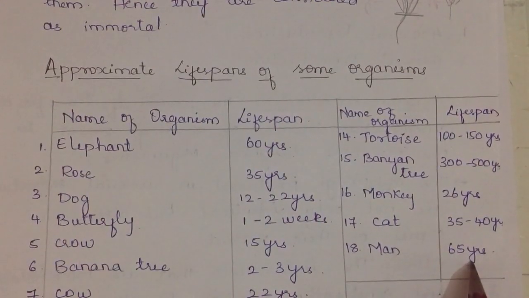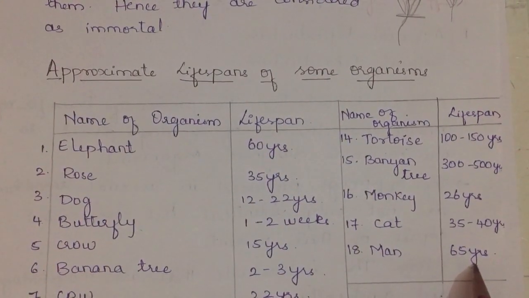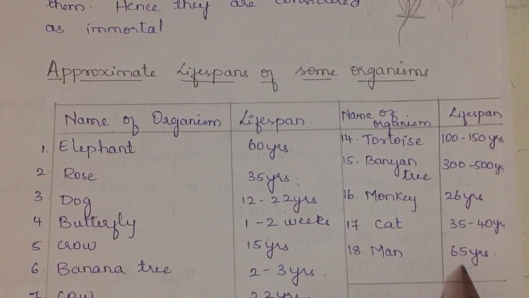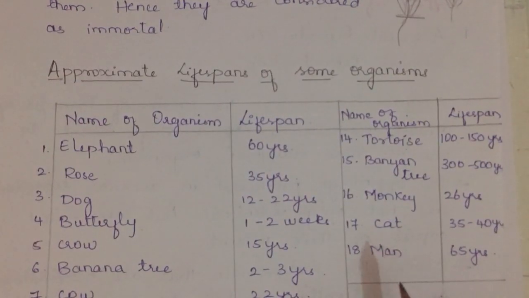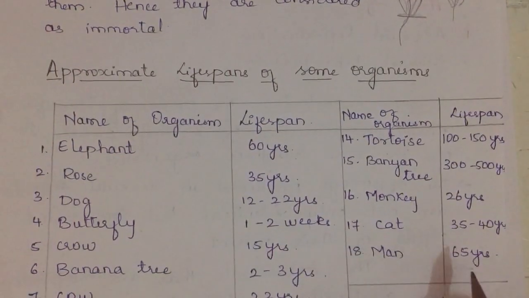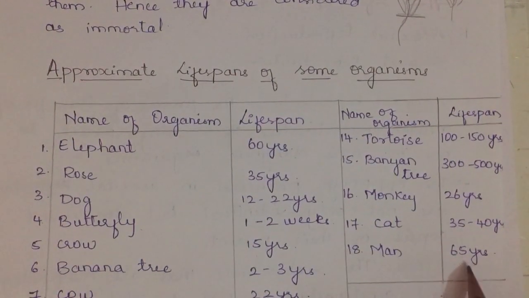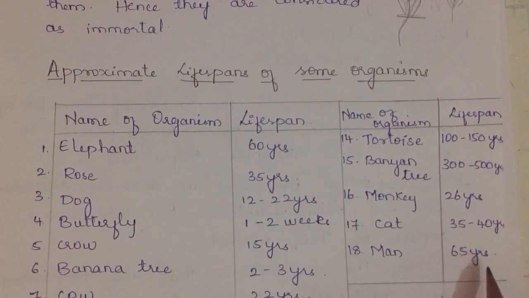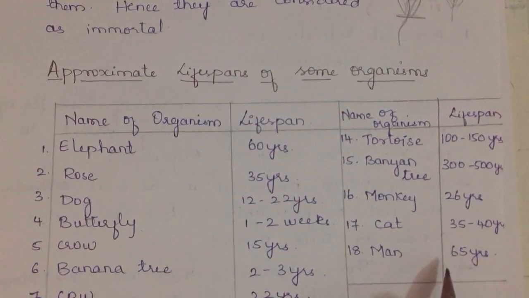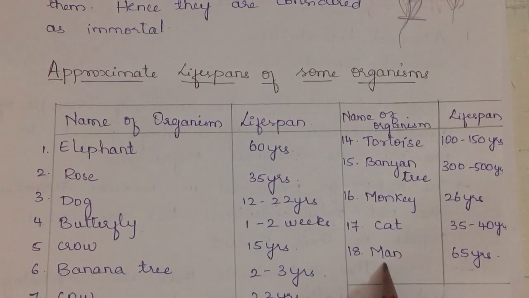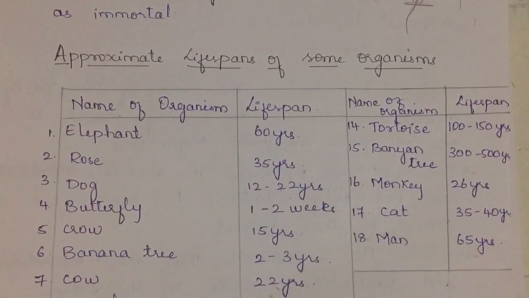Man 65 years. Now I have given man 65 years, but it doesn't mean that you might not have seen people, like your great grandfather, who live for 100 years, or who might be 70 years, or 40 years, or someone at your home you might have seen. But here it is an approximate average value for a human being. So 65 years is the average lifespan of a human being. These are the different lifespans.